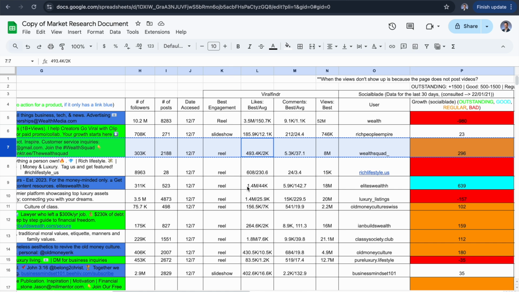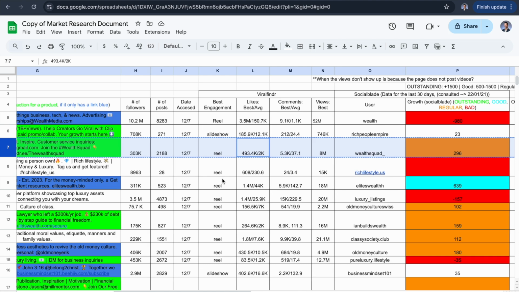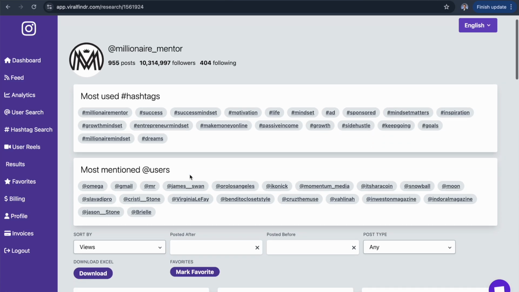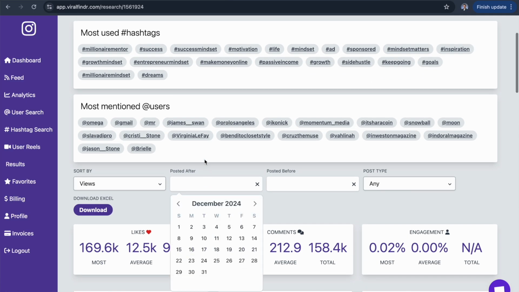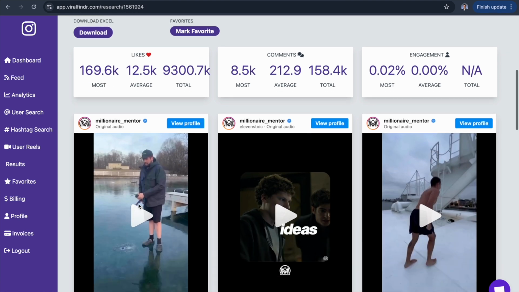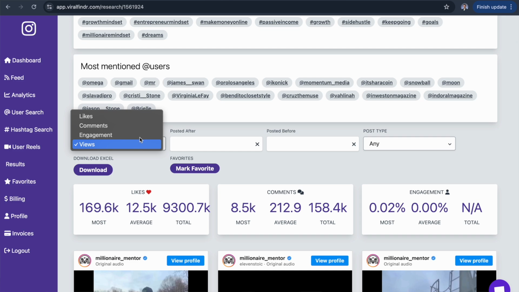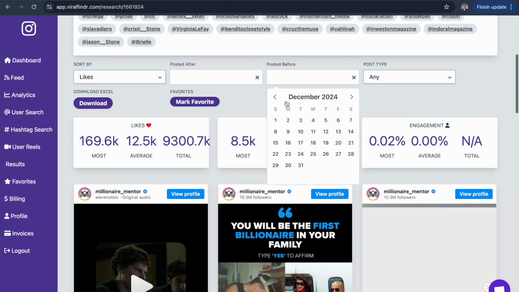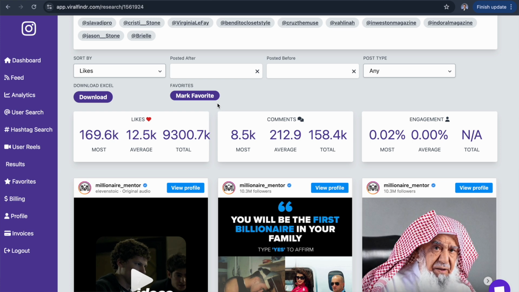Their best engagement, this is actually a really interesting thing. We use two different websites. We used a website called Viral Finder, which will tell you their most used hashtags, how many likes they get on their posts, most, average, total, and what their top performing posts are. You can look at likes, comments, views, and it really tells you a lot of good data. So that's a great website.